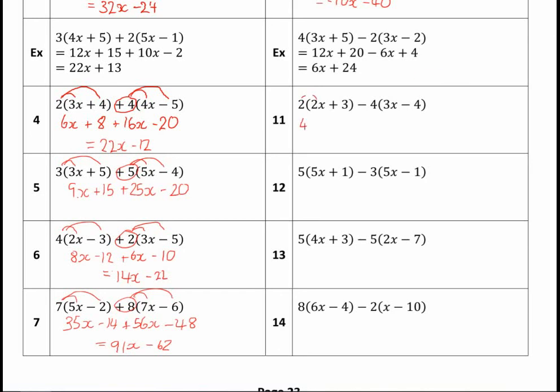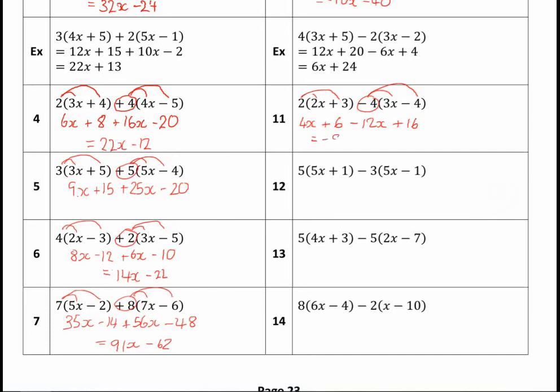2 lots of 2x is 4x. 2 lots of 3 are 6, and then we've got negative 4 times positive 3x, which is negative 12x, and negative 4 times negative 4, which is plus 16. Remember then when we collect like terms, we've got negative 8x plus 22 for this one. Okay, pause the video and mark the questions below.